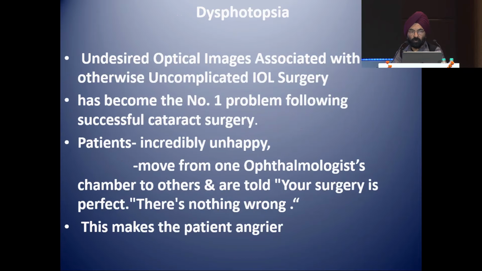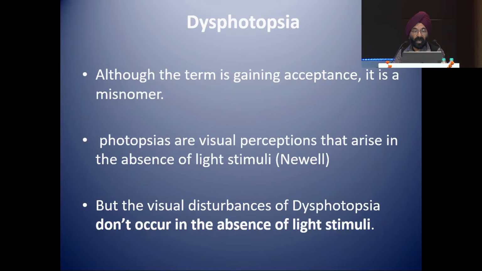So what is dysphotopsia? Dysphotopsia is undesired optical images associated with otherwise uncomplicated IOL surgery, and patients are incredibly unhappy. They move from one ophthalmologist to another, and when they are told your surgery is perfect and there is nothing wrong, this makes the patients more angry. So although this term is gaining acceptance, it's a misnomer. Why? Because photopsias are visual perceptions that arise in the absence of light stimuli, but the visual disturbances of dysphotopsia do not occur in the absence of light stimuli.